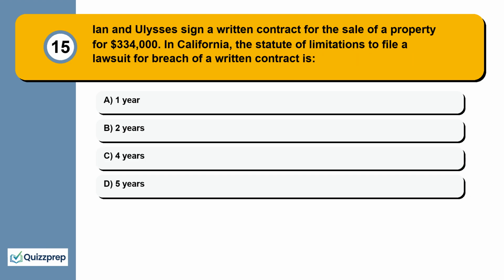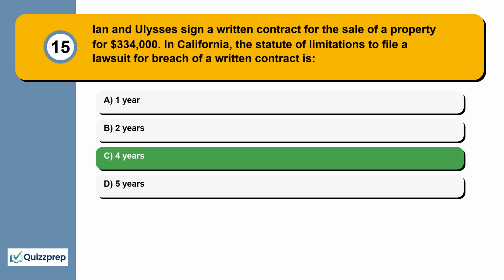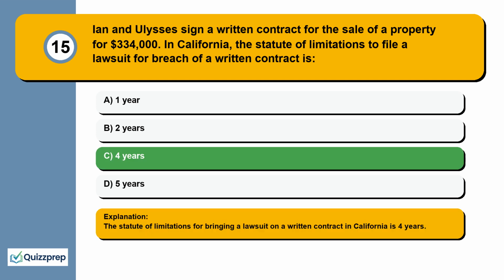Question 15. Ian and Ulysses sign a written contract for the sale of a property for $334,000. In California, the statute of limitations to file a lawsuit for breach of a written contract is 1 year, 2 years, 4 years, 5 years. The statute of limitations for bringing a lawsuit on a written contract in California is 4 years.